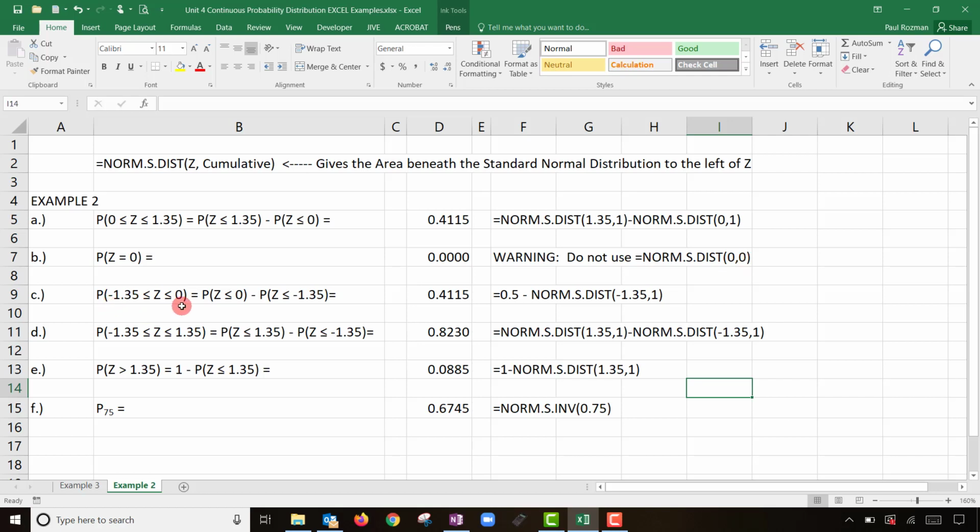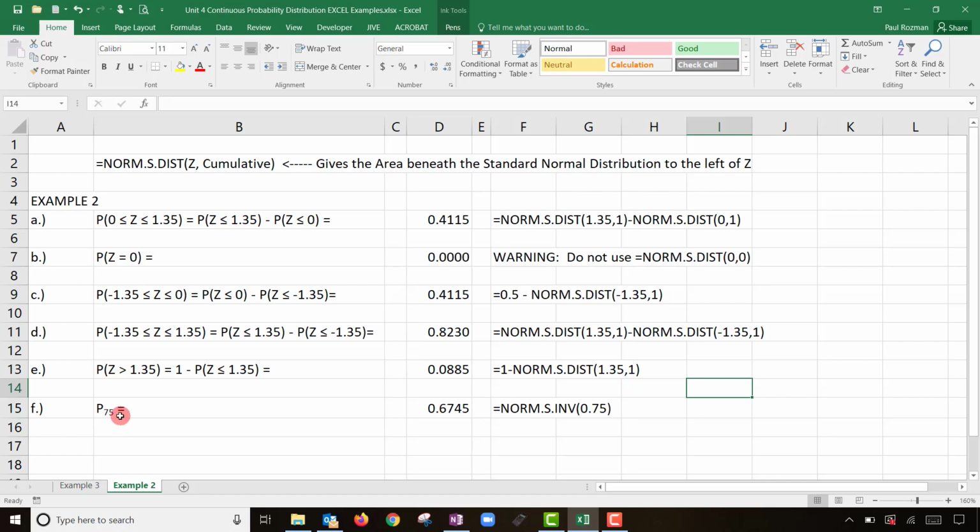Use this function only for cumulative things. The next one we did was negative 1.35 up to 0. When we did it by hand, we just cheated and stole this using symmetry, but we certainly could go to the left of 0 minus to the left of negative 1.35. To the left of 0 is a half, and then to the left of negative 1.35. The function accepts negative values. So we can just go through all of these in the same way that we were doing them using the table. And it's pretty fast.